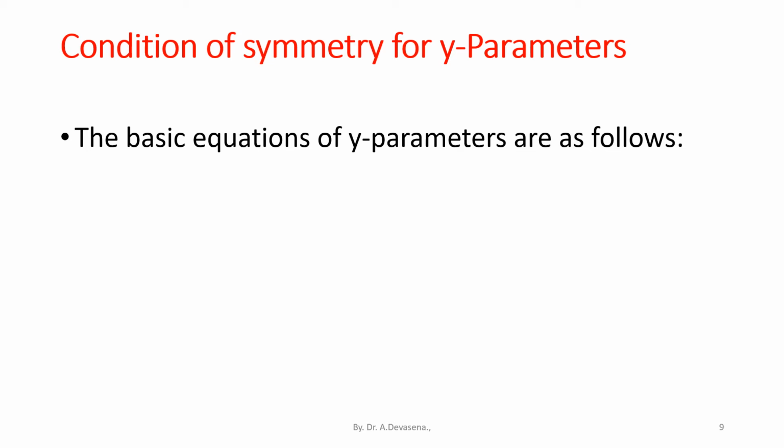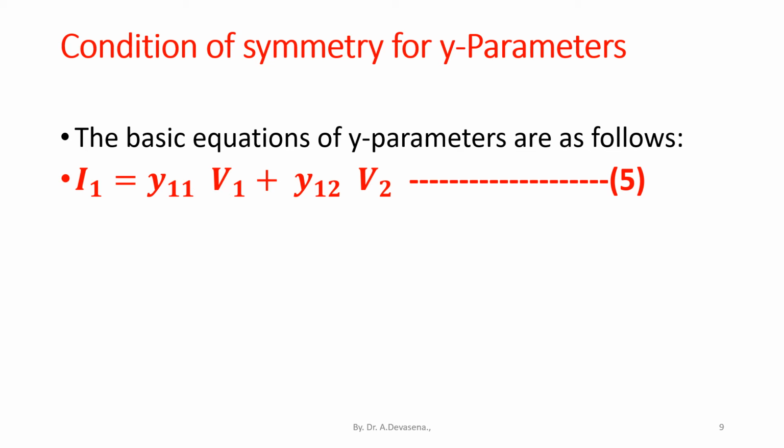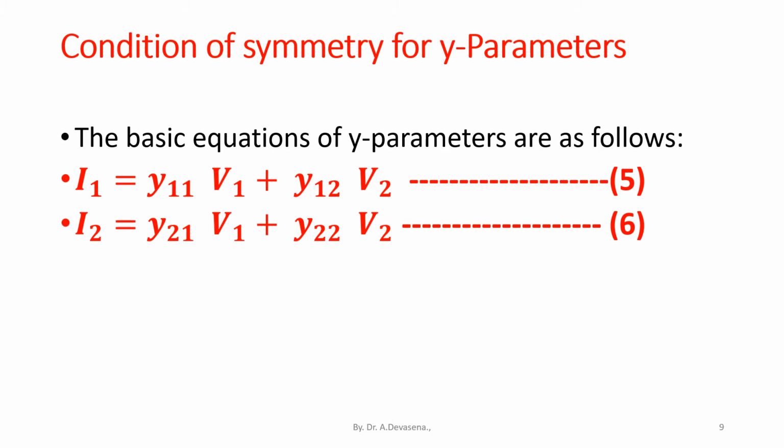The basic equations of Y parameters are as follows. I1 is equal to Y11 V1 plus Y12 V2. Consider this as equation 5. That is, input current I1 is a function of input voltage and output voltage. Now, I2 is equal to Y21 V1 plus Y22 V2. Consider this as equation 6. That is, output current is a function of input voltage and output voltage.